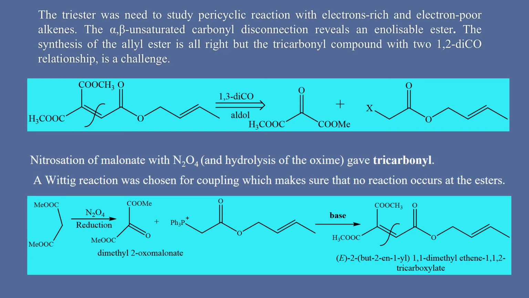Here it is a triester. It is one ester, and the second one, and the third one. This triester was needed to study the pericyclic reactions of electron-rich and electron-poor alkenes. It is an alpha-beta unsaturated carbonyl compound. It is disconnected by the use of aldol condensation. So here we have an acceptor synthon, and here it is a donor synthon.